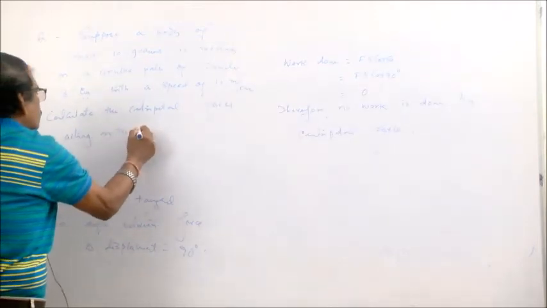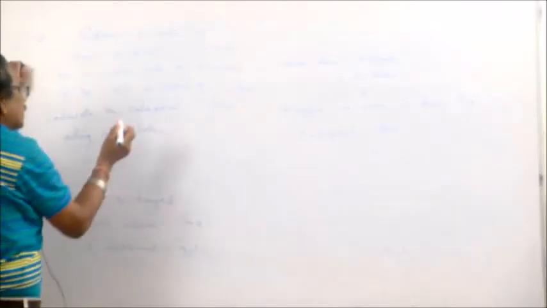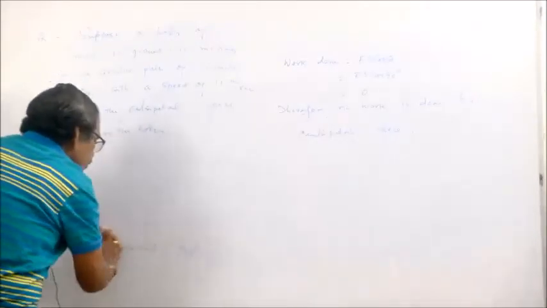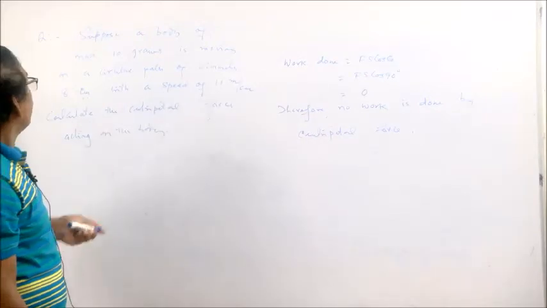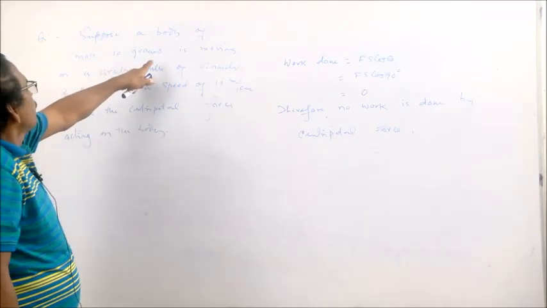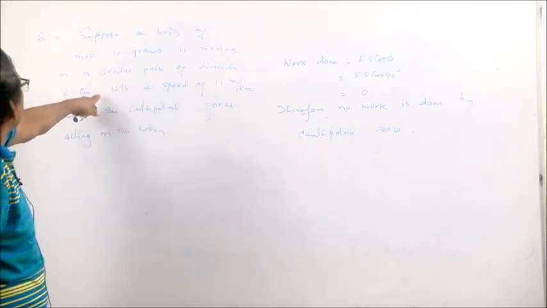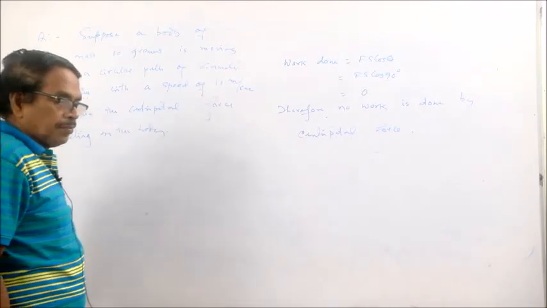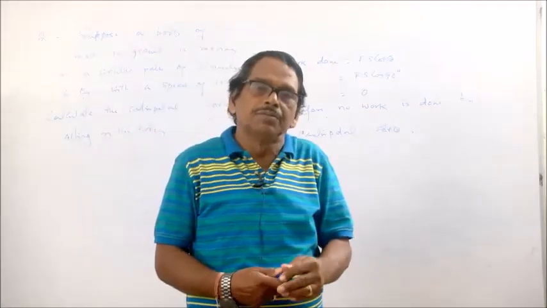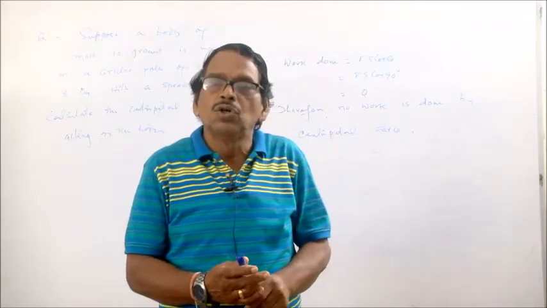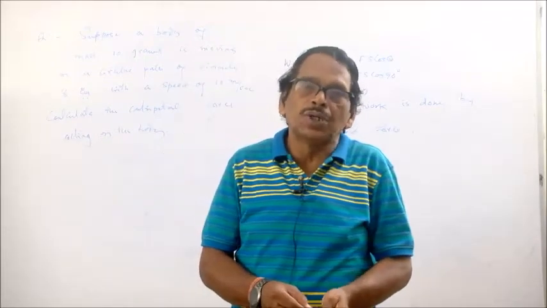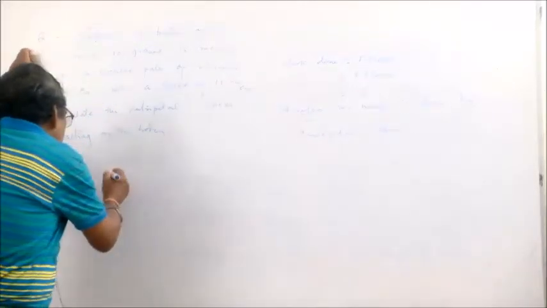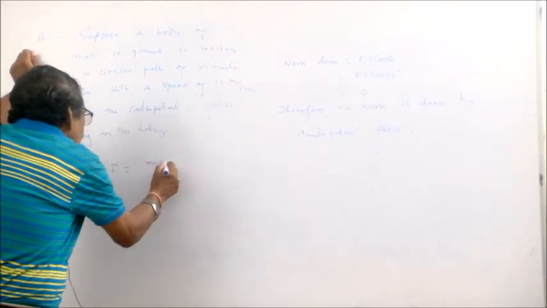So, suppose this question comes in the examination. Normally, this type of simple problem comes in the plus 2 examination. Suppose a body of mass 10 grams is moving on a circular path of diameter 8 centimeter with a speed of 10 meters per second. Calculate the centripetal force acting on the body. When you see a problem, first see what is to be found out. Here we have to find the centripetal force. So, what is the expression for centripetal force? F is equal to mv square by r.